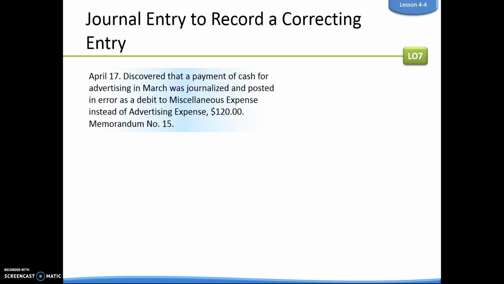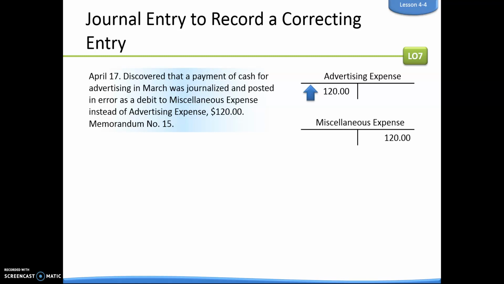So what this is going to look like is, again, it was discovered on April 17th that a payment of cash for advertising in March was journalized and posted in error as a debit to miscellaneous expense instead of advertising expense. So it was posted to miscellaneous expense and it should have been to advertising. So what's happening here is we need to debit advertising because that was the account that should have got this transaction in the first place. And we need to credit miscellaneous expense because it shouldn't have been put there. So that's what our transaction looks like.